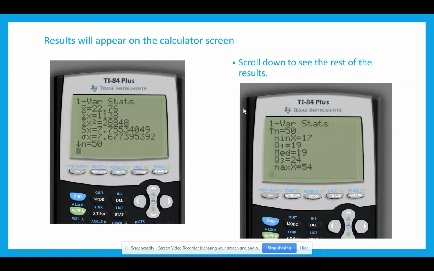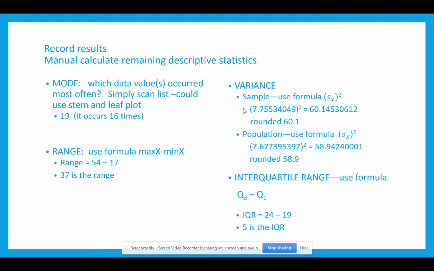In almost an instant, then you get the results for that analysis. And you'll see that there on the screen. And there are so many results that it presents that you do have to scroll up and down the screen to make sure that you see all of the results. So you want to record your results, and then using those results, calculate the remaining descriptive statistics.